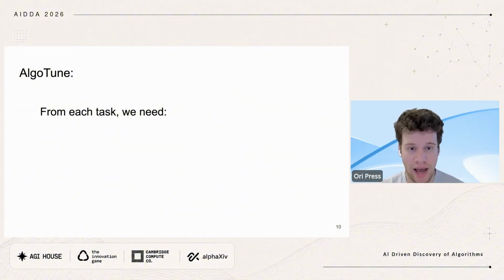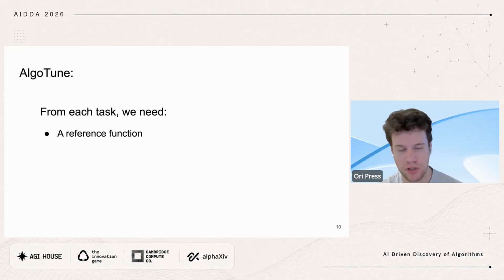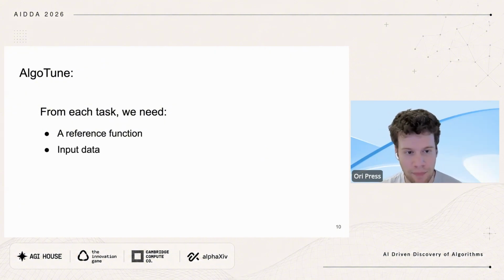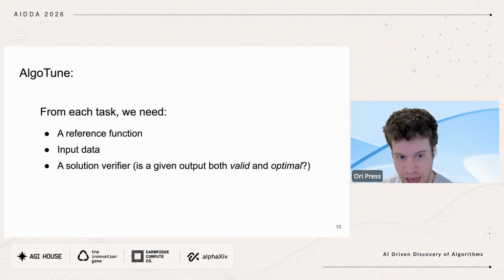For each one of these tasks, we need the following. We need a reference function, of course. So it could be like a gzip or QR or some SciPy function. We need some input data, right? This will be used to compare the reference function and the LLM generated function. And we need a solution verifier. So we need a function that tells us if your given solution is both optimal and valid. You can think about a problem like traveling salesman, where there are many, many solutions. So instead of just having a list of possible solutions, we just have a function that checks that your solution is both valid and optimal.